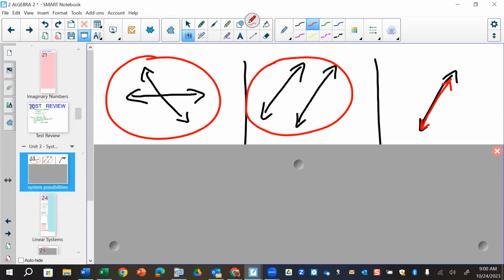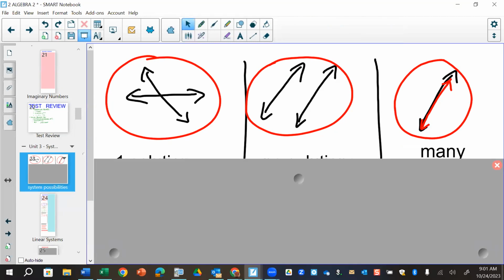And then this one always confused me when I was your age. These are two lines that are exactly the same. You'd never see them. They just show up as one line. But what do they share? Every point. Okay. So these have names.